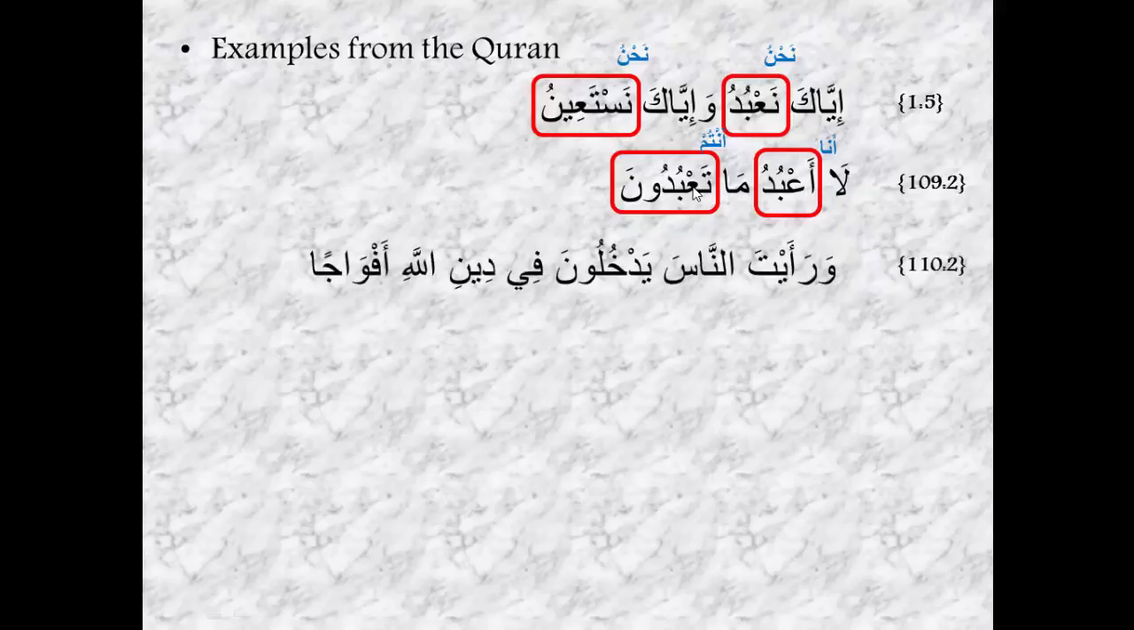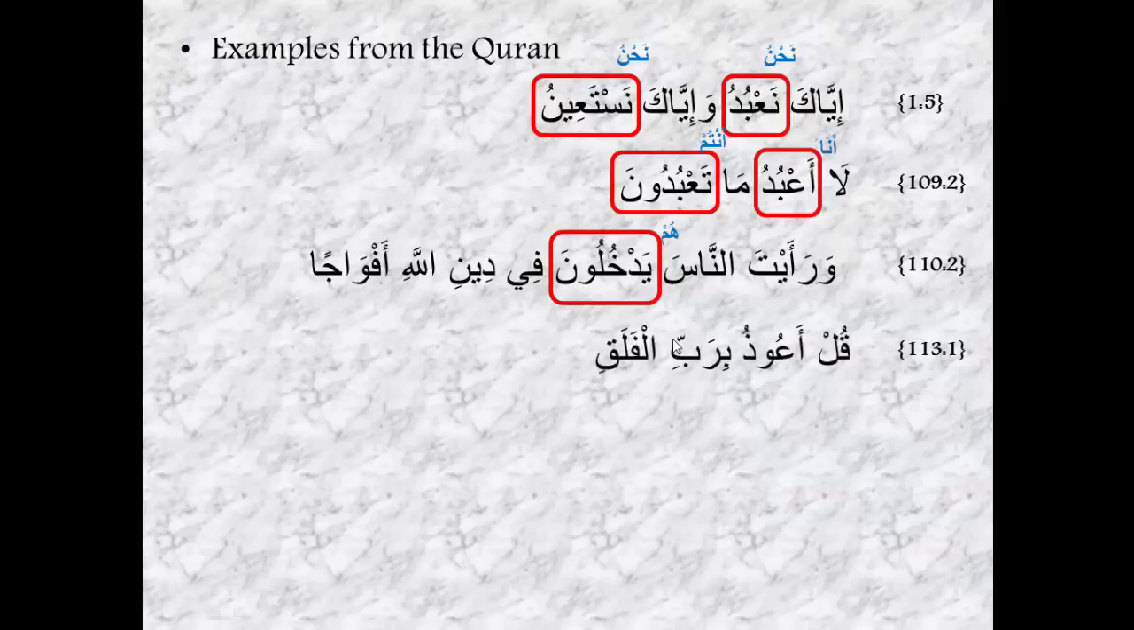Ayah number 3. وَرَأَيْتَ النَّاسَ يَدْخُلُونَ فِي دِينِ اللَّهِ أَفْوَاجًا. And you see people entering into Allah's religion in crowds or multitudes. So the fi'l mudari' marfu' in this ayah is يَدْخُلُونَ, يَفْعُلُونَ. Notice the ya in the front and the noon with a fatha in the end. This is conjugated for whom. They enter.